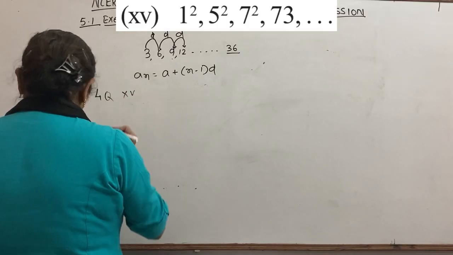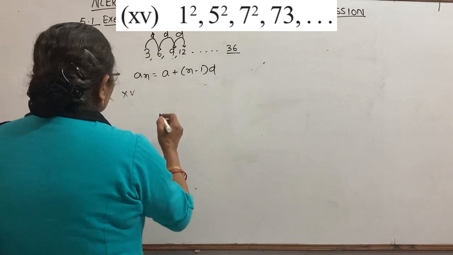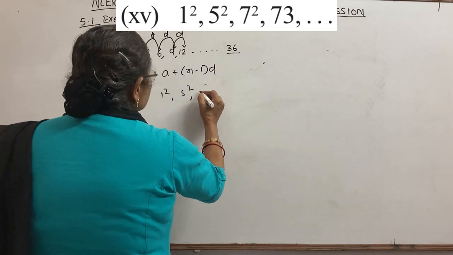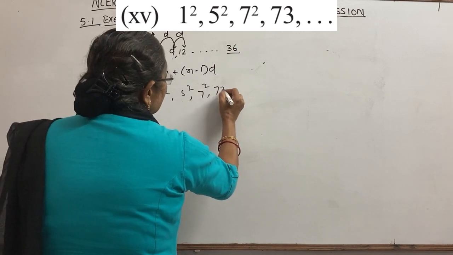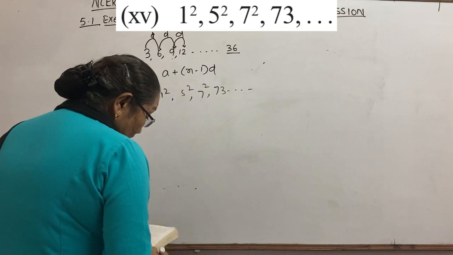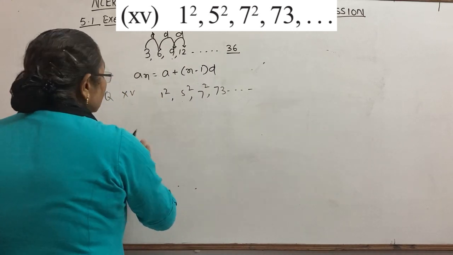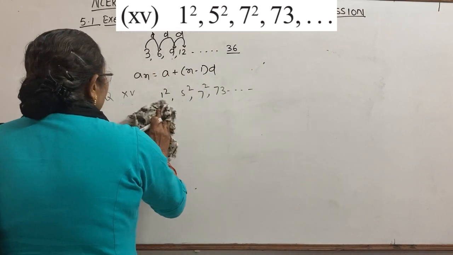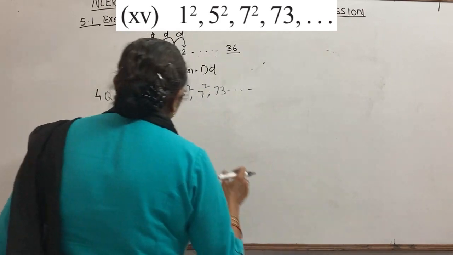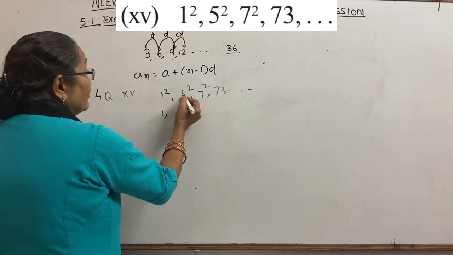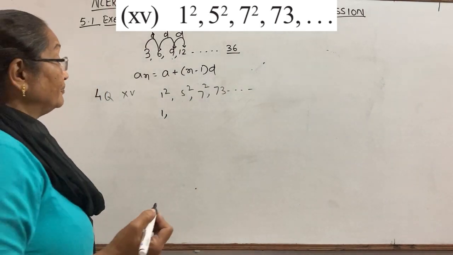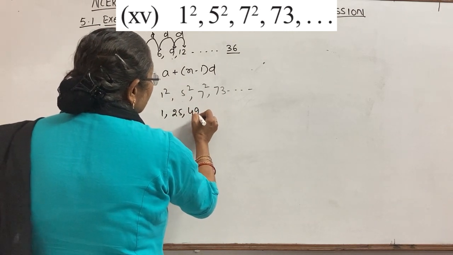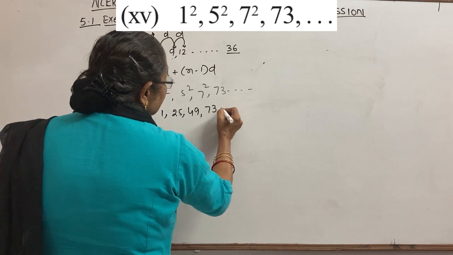Next sum. Okay, now it is 1 square, then 5 square and 7 square, then 73, and so on. Now let's see, first we should find what our 1 square, 5 square and 7 square are. What is the square of 1? It is 1. The square of 5 is 5 into 5, 5 fives are 25. And 7, 7 sevens are 49. Then this 73 is not the square of anything, keep it as it is.